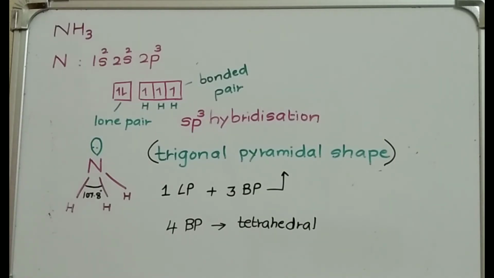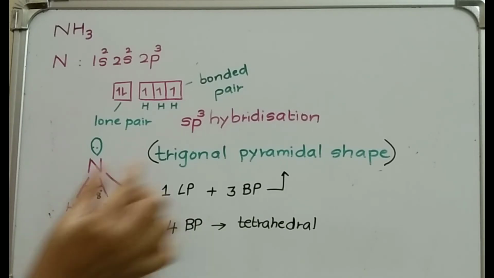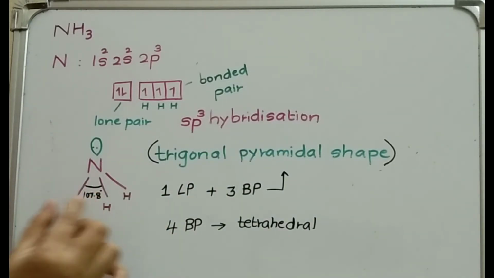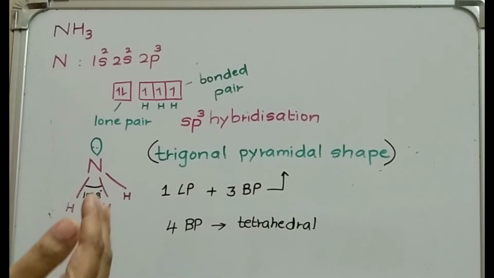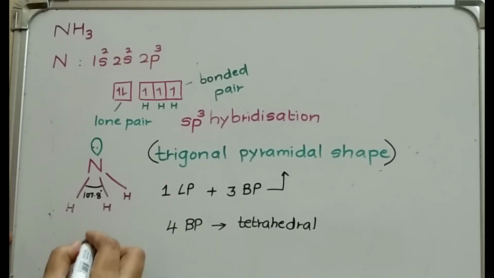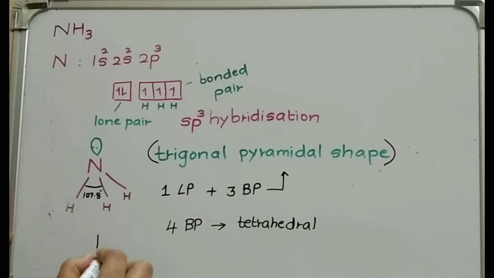Now let's compare why over here this angle, correct, it is trigonal pyramidal shape. So this angle 107.8 is smaller or less than the tetrahedral angle, correct. So I will draw it here. Tetrahedral, the structure will be like this. In tetrahedral the angle is 109.5 degree. So why is this angle less than the tetrahedral angle, correct?